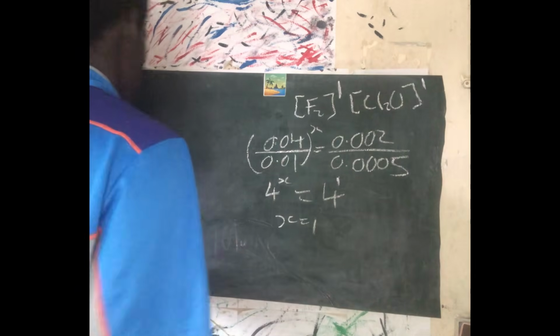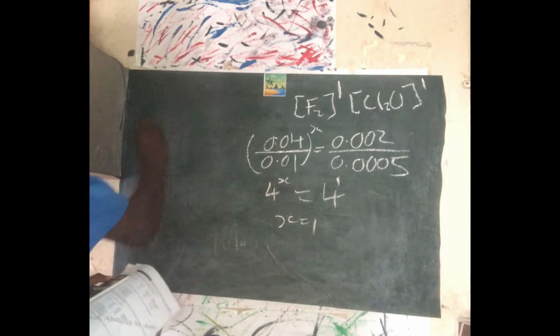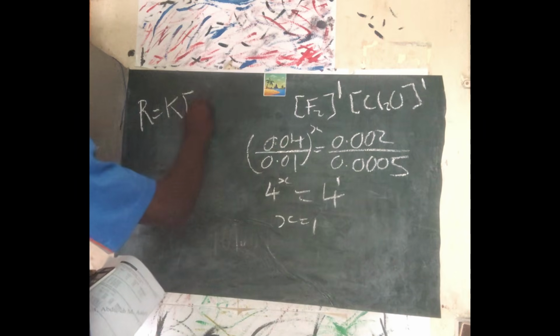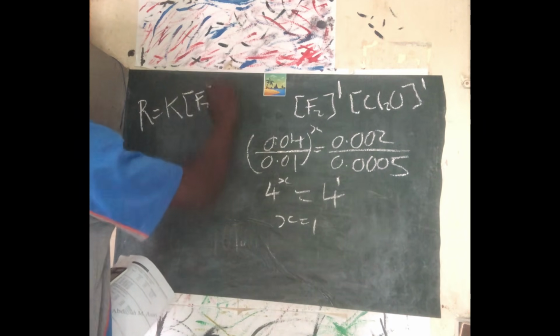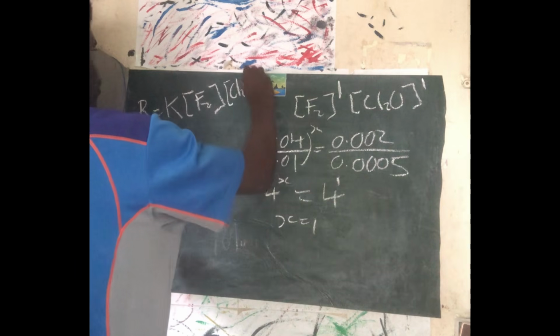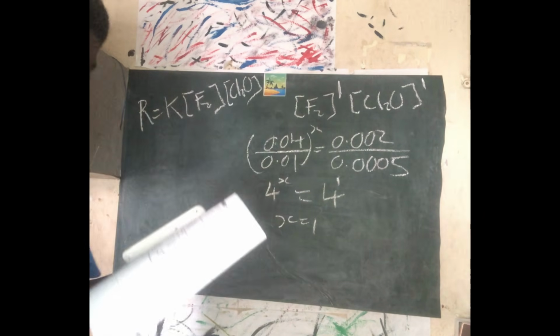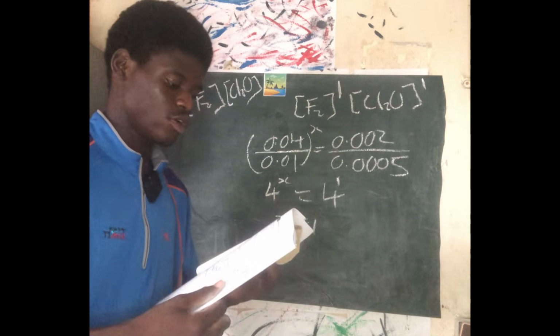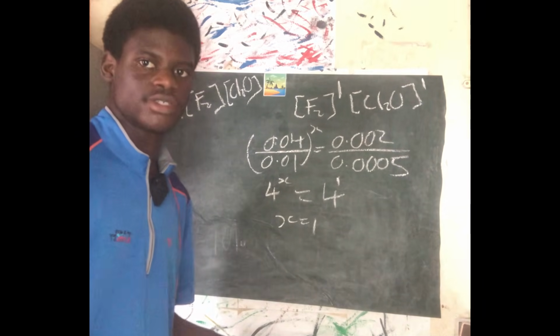That means our rate law will now be written as R is equal to k[F2], which is raised to the power 1, which is still the same thing, [Cl2O]. So that's option C. So the answer for question number 19 is option C.